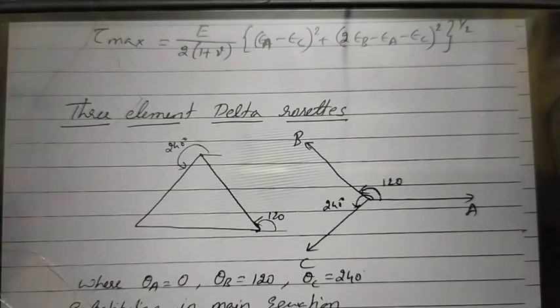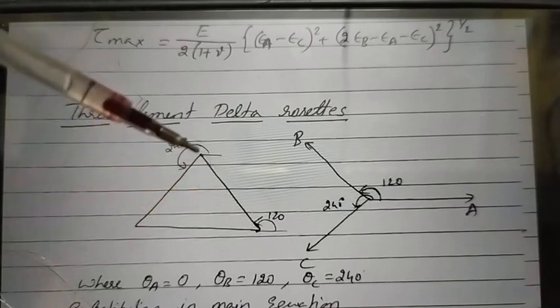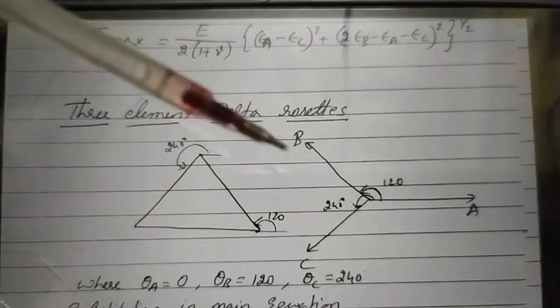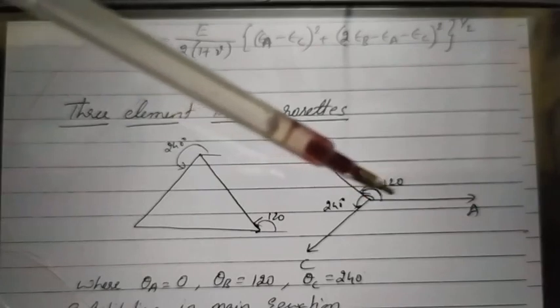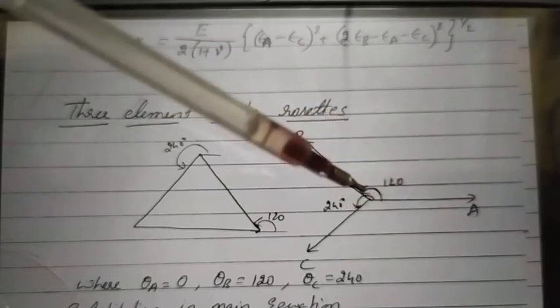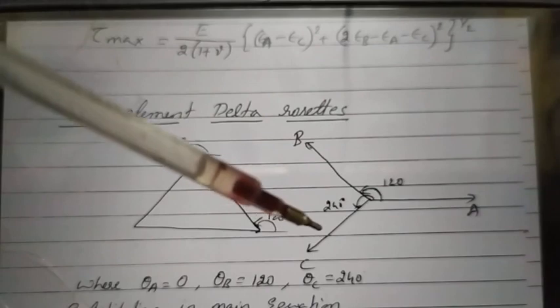You can see the diagram in here. So delta represents this shape. Okay, it's a delta shape. You can also represent the delta rosette in this type of shape. You can see this is the A gauge, this is the B gauge, this is the C gauge.